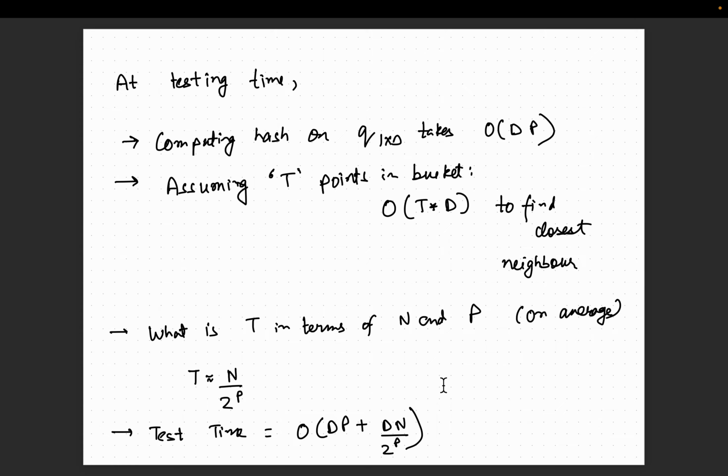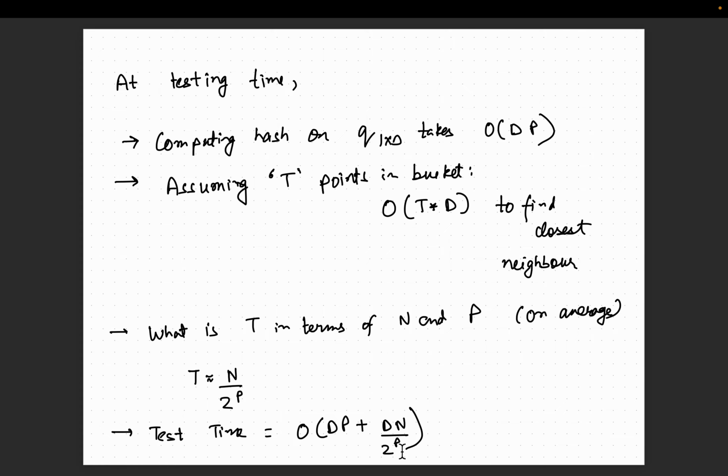I'm not simplifying this further, but you could also think in terms of p being some specific number of levels, let's say logarithmic in n, and then you can get something even simpler. If p is on the order of log n, you'd get something like d into log n, and then dn over 2 to the power log n. You can compute those things.